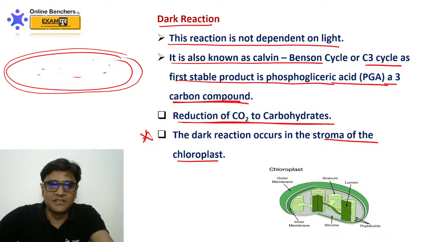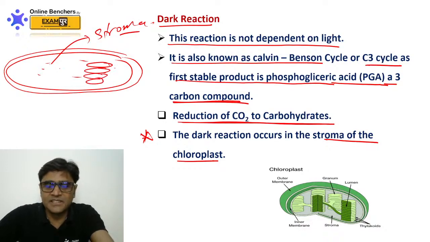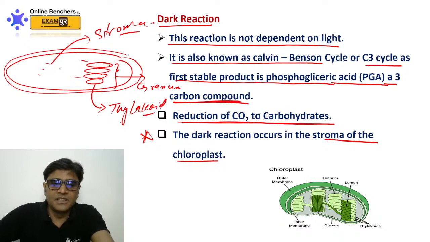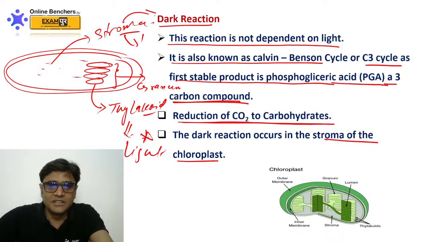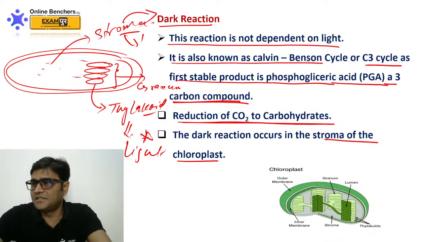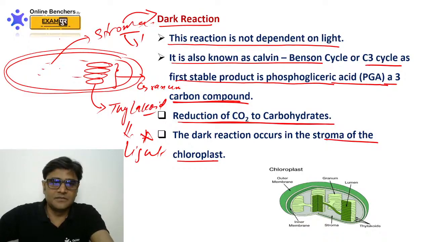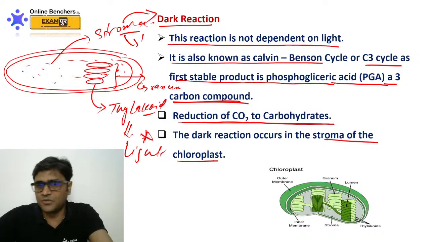This is called stroma. So dark reaction takes place in stroma and light reaction takes place in what? Thylakoid, or you can say granum. A bunch of thylakoids is known as granum, and a single disc-like structure is known as what? Thylakoid. Okay, so light reaction takes place in thylakoid while dark reaction takes place in what? Stroma. Please remember these points. Yes, the viscous fluid in the chloroplast is known as what? Stroma. So please remember these points.